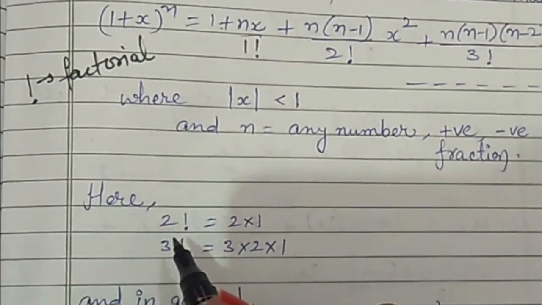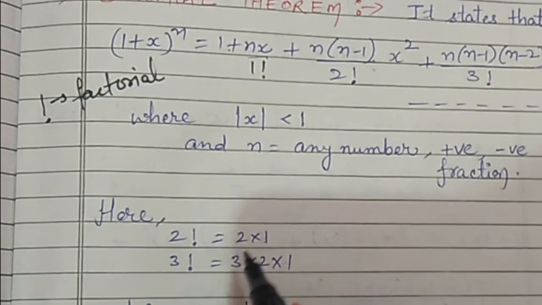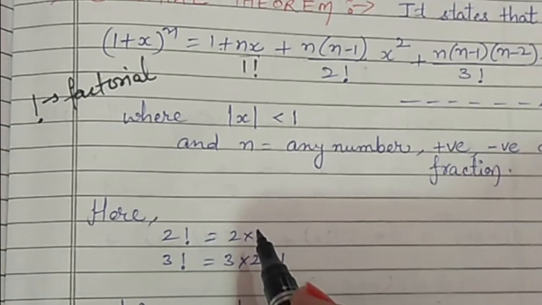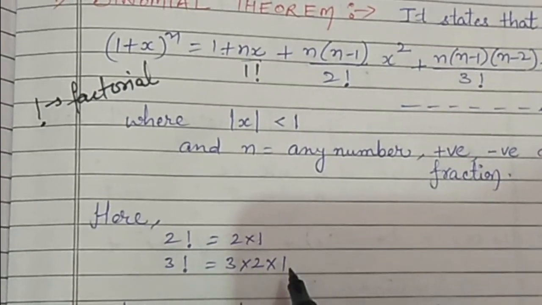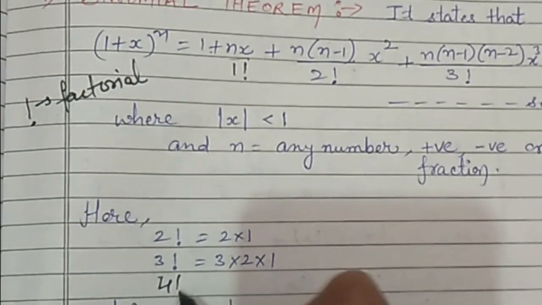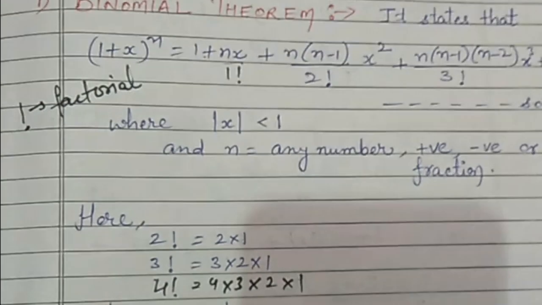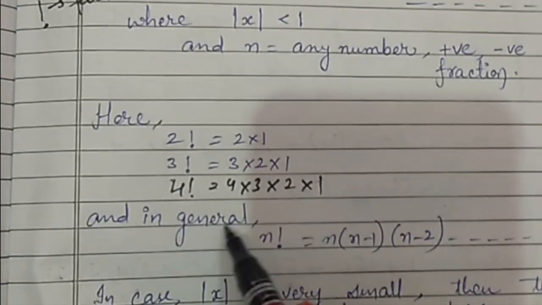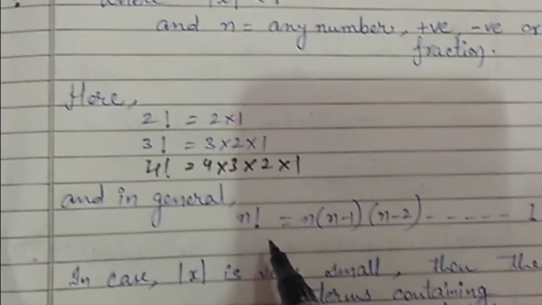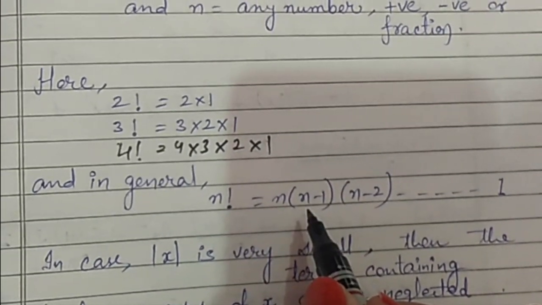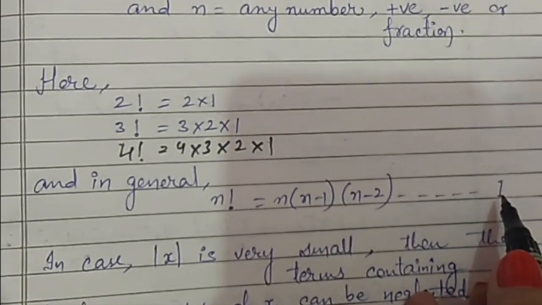Factorial means, suppose I have 2 factorial. How will I write 2 factorial? 2 multiplied by 1, means decreasing by 1 with multiplication. 3 factorial is 3 into 2 into 1. How will I write 4 factorial? That is 4 into 3 into 2 into 1. And how will I write in general n factorial? One step is going to decrease, right? So n factorial is n into (n minus 1) into (n minus 2), and so on, last step 1.